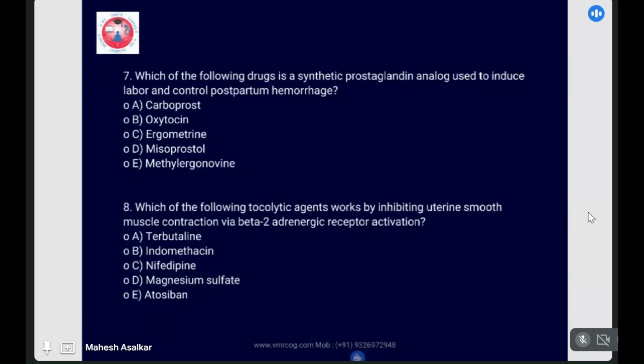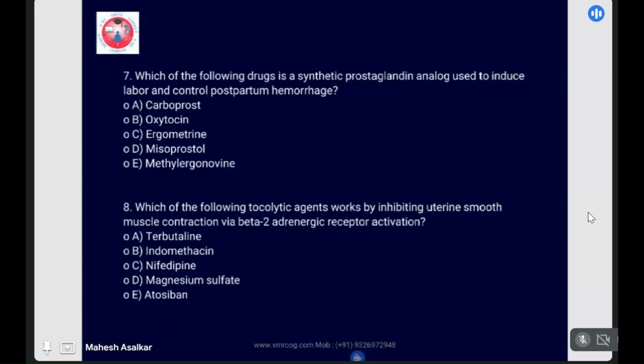Labor induction and PPH: misoprostol. Oxytocin is not synthetic, it's natural. So they are asking for misoprostol, the synthetic prostaglandin. Here, how many prostaglandins do you have? Only two options: carboprost and misoprostol. Oxytocin, ergometrine and methylergometrine are not prostaglandins.